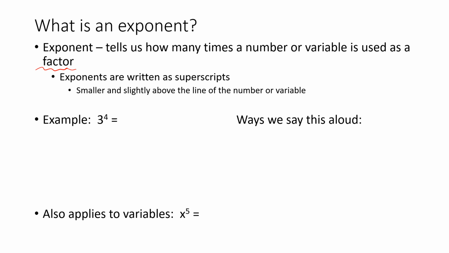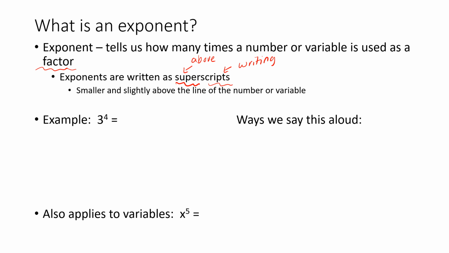Exponents are written as something called superscripts, okay? And because I kind of like words, we'll break that down. Super means above. If your teacher tells you you're doing super in class, usually means that you're doing above average, you're doing above where most students are. And script refers to writing. And in math, we're also going to see what are called subscripts, which would be like below or under writing. A superscript is writing that is smaller and it's slightly above the line of the number or variable.